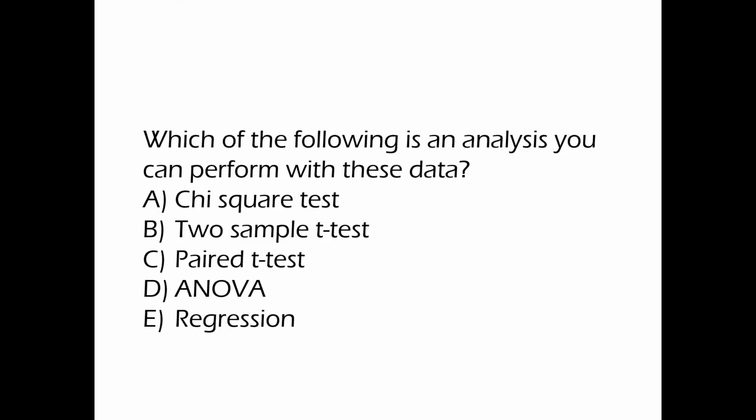Now we know the type of variables involved in this case, what test should we use here? You can pause and press continue when you have your answer. The correct answer is B. When we have a numerical response variable and a categorical explanatory variable with only two levels, we should use the two-sample t-test.